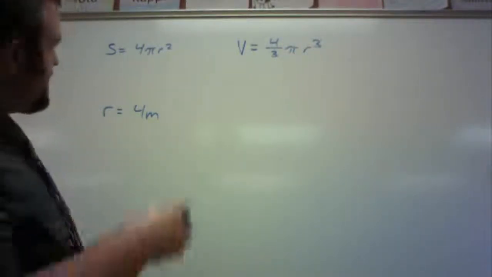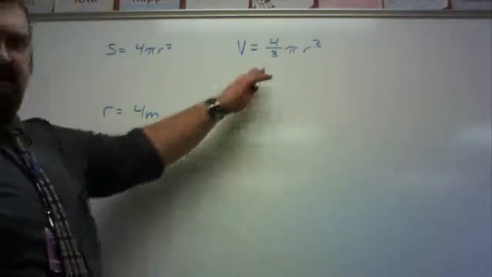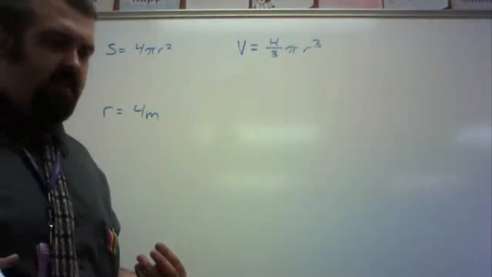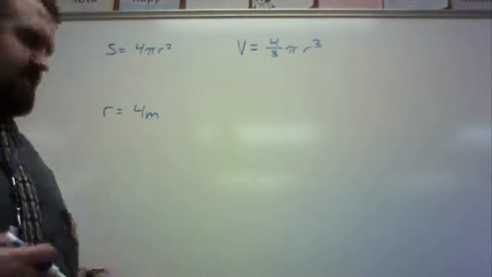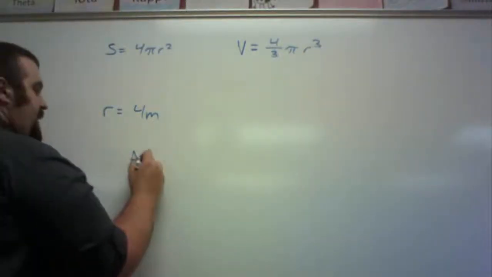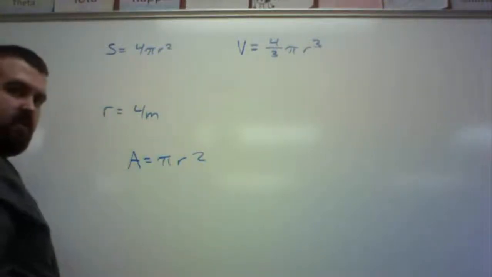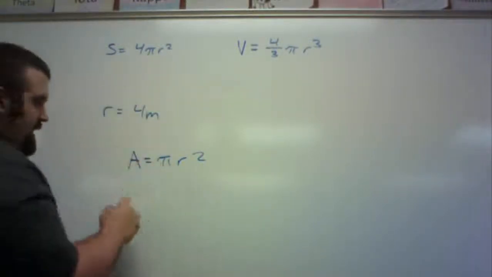No, the surface area is for a sphere. That's definitely not volume. Wait, they're asking me to find the area of a circle? This is chapter 11, section 5 problem. Area equals pi r squared. That's the area of the circle. I know the radius is 4, so plug it in.